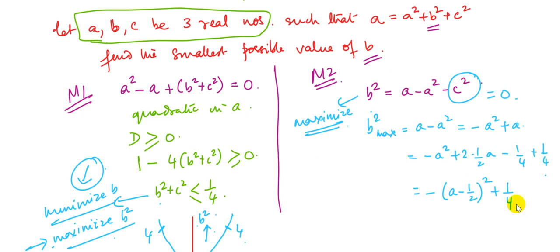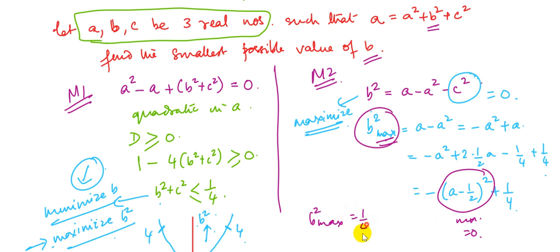Correct? Yes, sir. So that means b square will be maximum when this is minimum and the value of any perfect square minimum is 0. So that means b square max will be 1 by 4. So b min will be minus 1 by 2. Clear? Yes, sir.